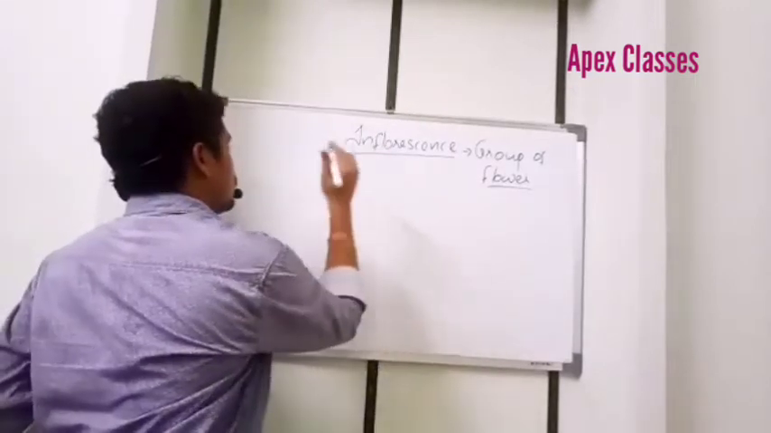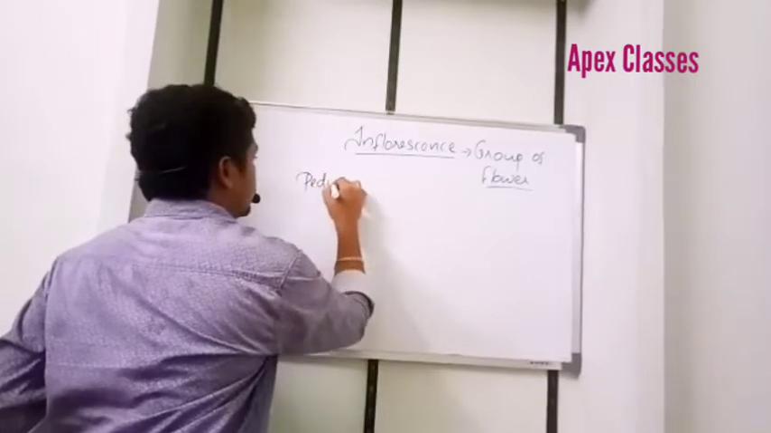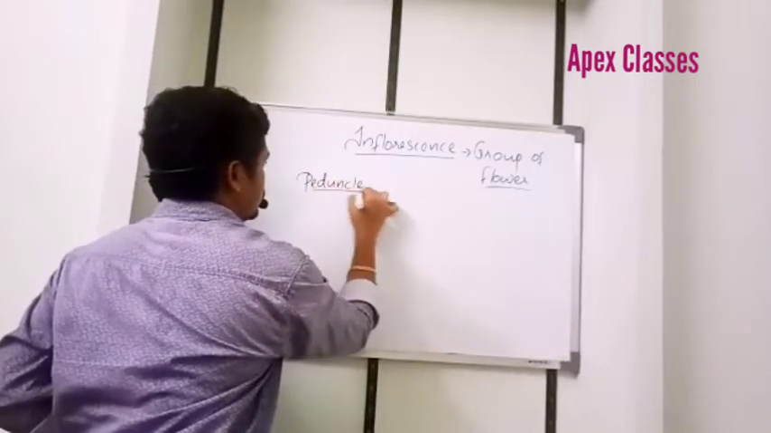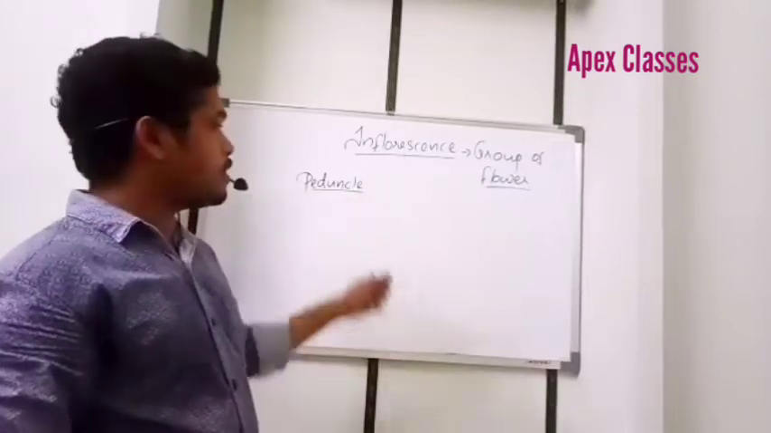The common axis of the inflorescence is called the peduncle. The stalk of the inflorescence is known as the peduncle.